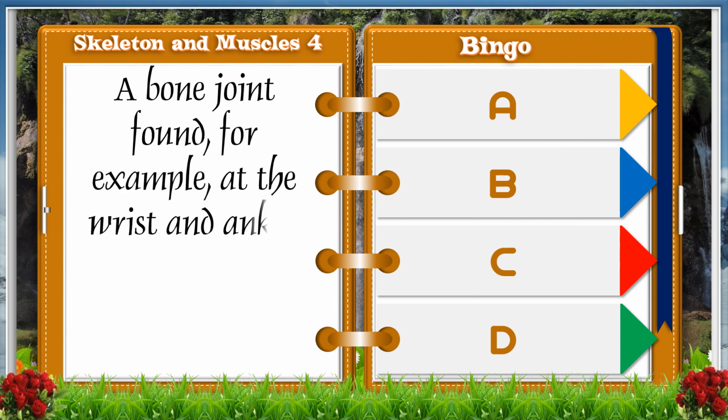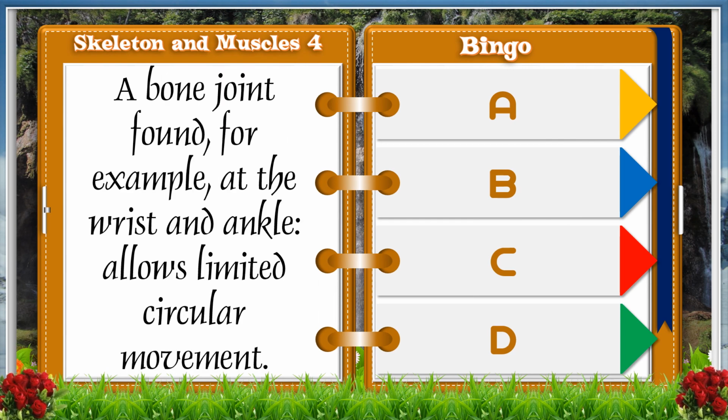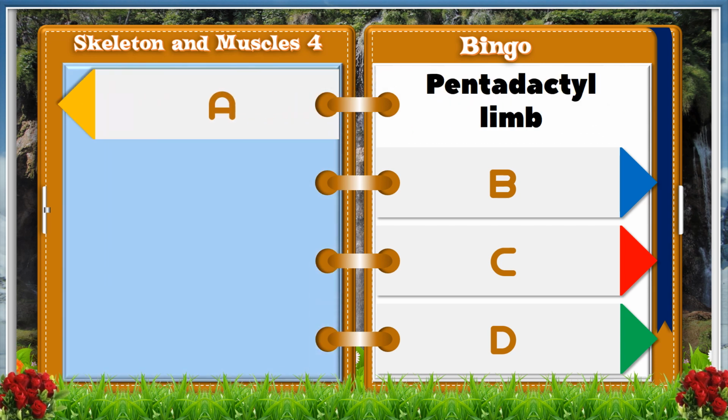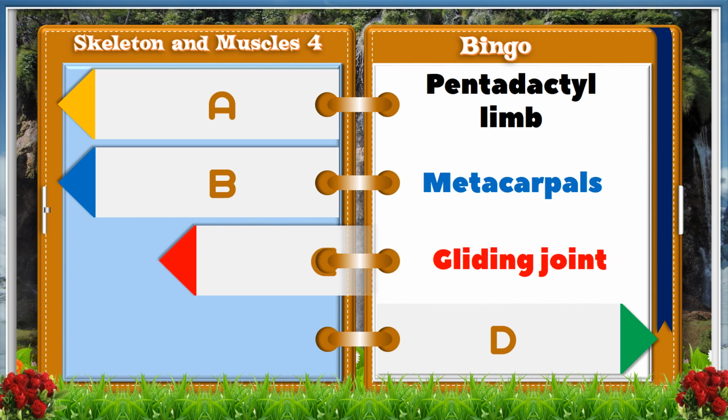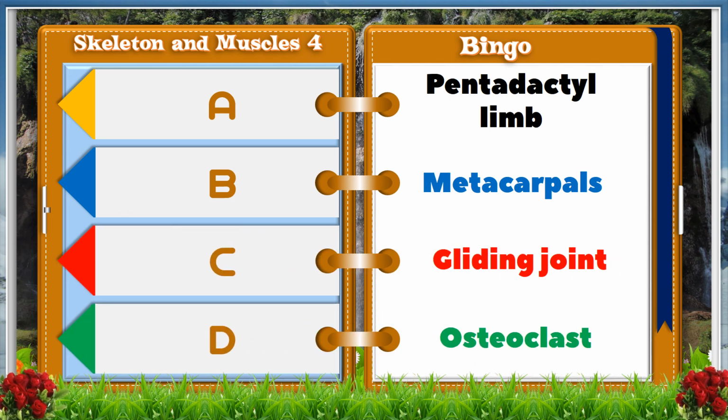A bone joint found, for example, at the wrist and ankle, allows limited circular movement. A. Pentadactyl limb. B. Metacarpals. C. Gliding joint. D. Osteoclast. And the answer is C. Gliding joint.